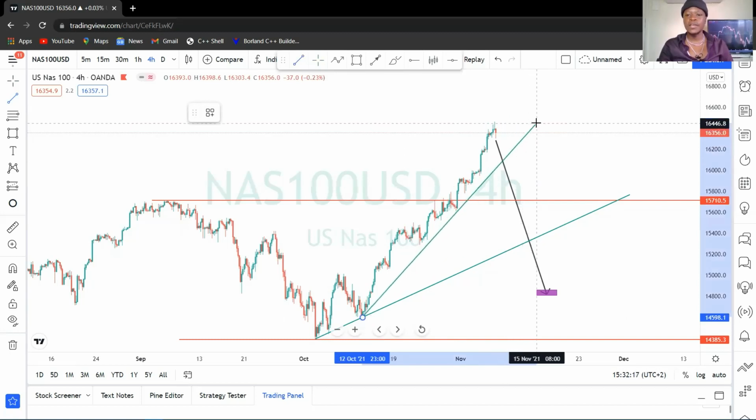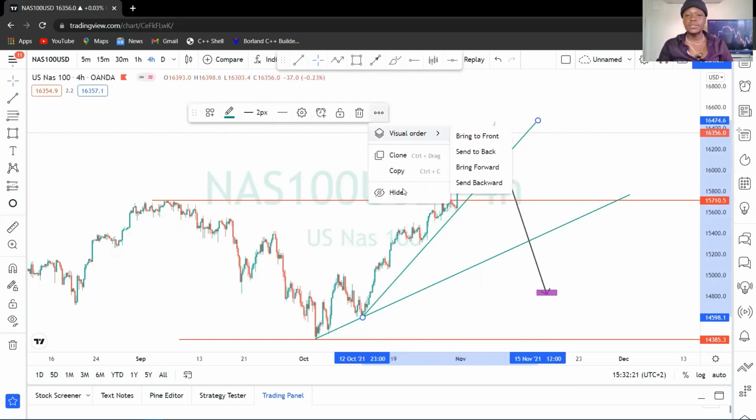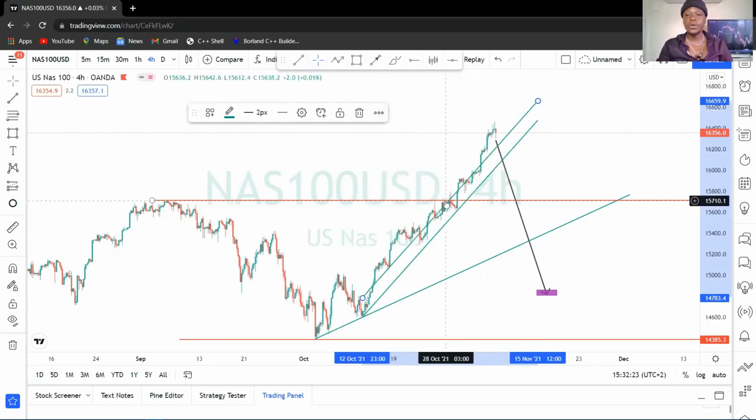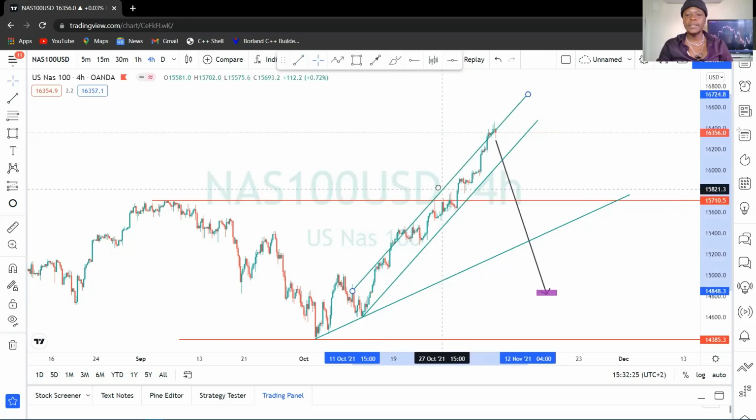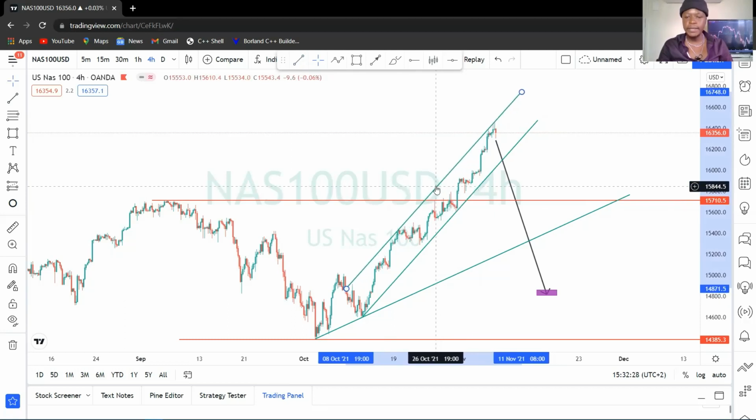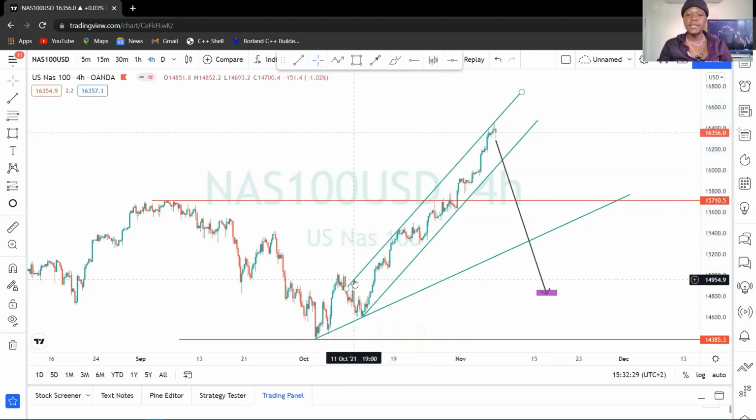Here we're having just a slight trend. We know that we want Nas100 to break this trend, so we are waiting for it to break this trend. As you can see, we did manage to have a first touch, second touch. On our third touch, that's where we are waiting for that drop.